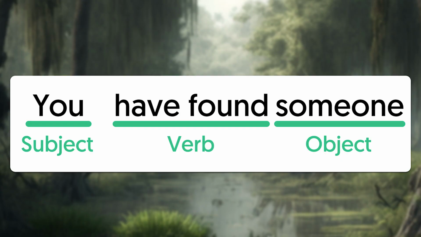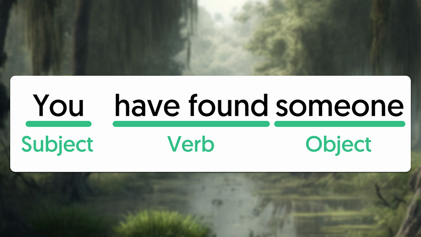You, subject, have found. That is the present perfect tense. That's a verb tense, right? It's made up of two words, but it is the present perfect tense. Then someone is the object of the sentence. That's very straightforward, right? Very simple. So then what's happening with Yoda? Well, this is where it gets really weird.